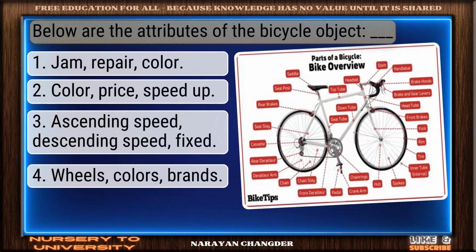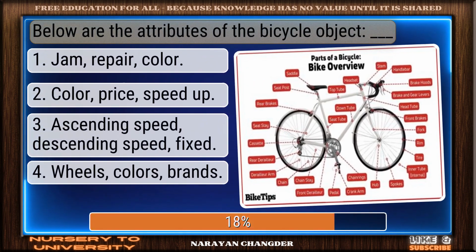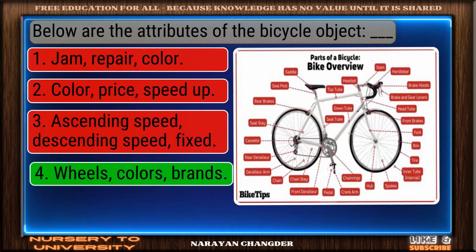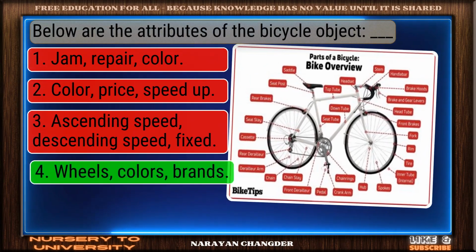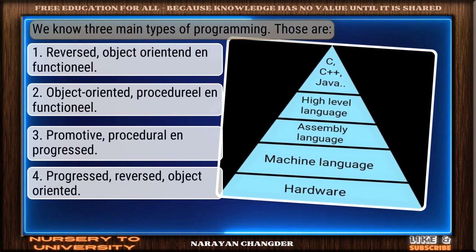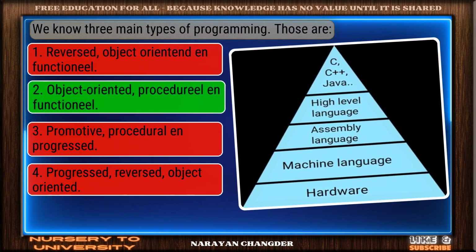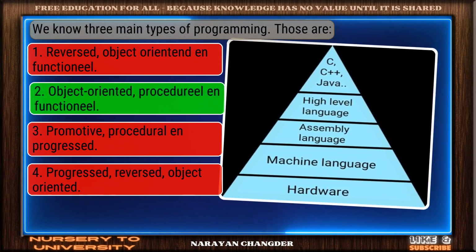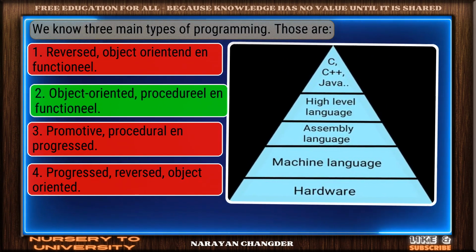Question number 3. Below are the attributes of the bicycle object. Dash. Nicely done. Wheels, colors, brands is a solid answer. Question number 4. We know 3 main types of programming. Those are. Smart pick. Object-oriented, procedural and functional is the correct choice.